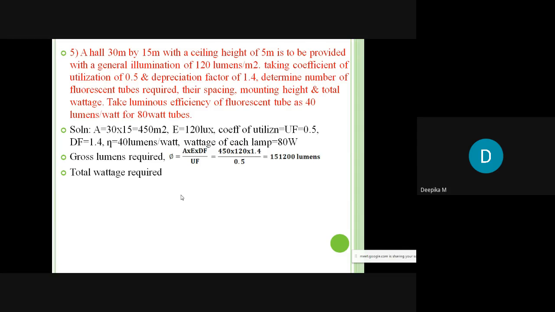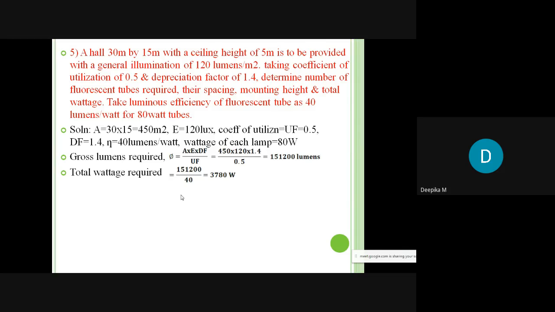Next, we have to calculate the total wattage required. To calculate that, the efficiency is given. Therefore, it is gross lumens divided by luminous efficiency, which gives 3780 watts as the total wattage. That is the overall wattage of all the lamps. The wattage of each lamp is given, which is 80 watt.